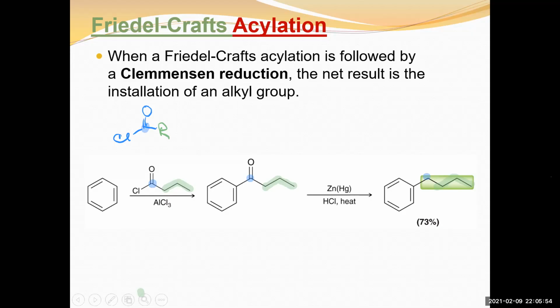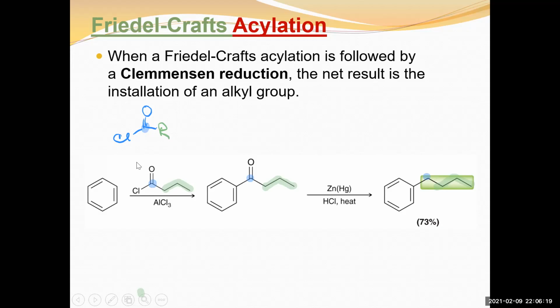So if you want 4 carbons, make sure that the R group only has 3, because the 4th carbon will be the carbon from the carbonyl. So you'll have questions that you'll have to ponder: start with a benzene ring and end with a straight chain attached.